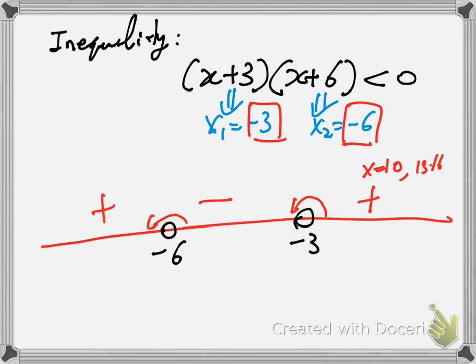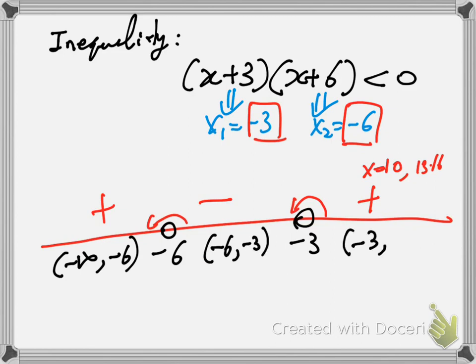So now what's the interval? Let's write down the intervals. This is -infinity to -6, -6 to -3, and then -3 to positive infinity. In the beginning, they are all open intervals. I draw 2 circles, they are all open intervals. And then you look at the inequality. It's a strict inequality, strict less than 0, so this is the answer.